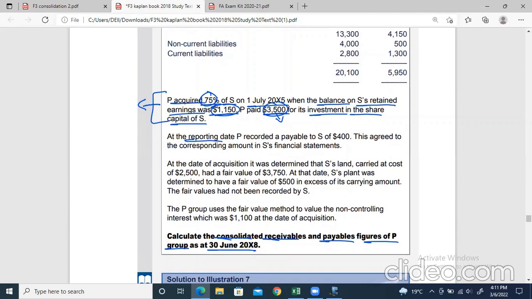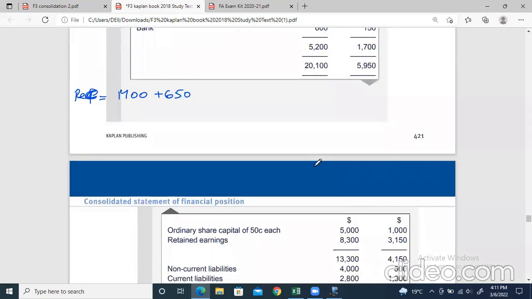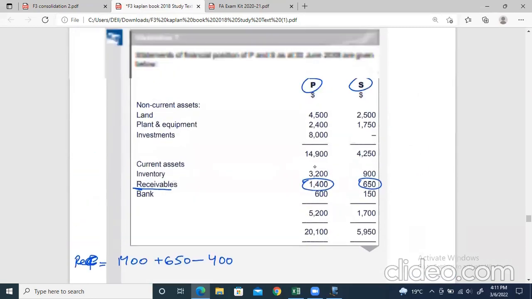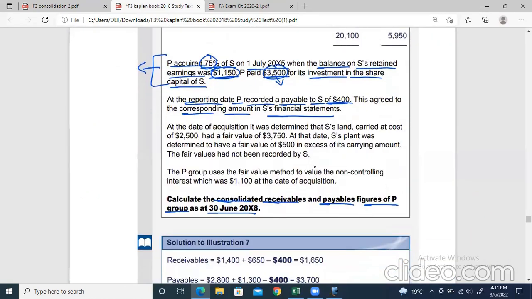Now at the reporting date, P recorded a payable to subsidiary of $400. This agreed to the corresponding amount in S financial statements. So for parent, it was a payable. For subsidiary, it was a receivable. So we will have to take out this 400 from the receivables figure as well and the payables figure as well, because it is an intercompany balance, right? So this is the information that will be given. It's very simple. What we do, minus 400 over here. Okay, now let's see what else we have been given.